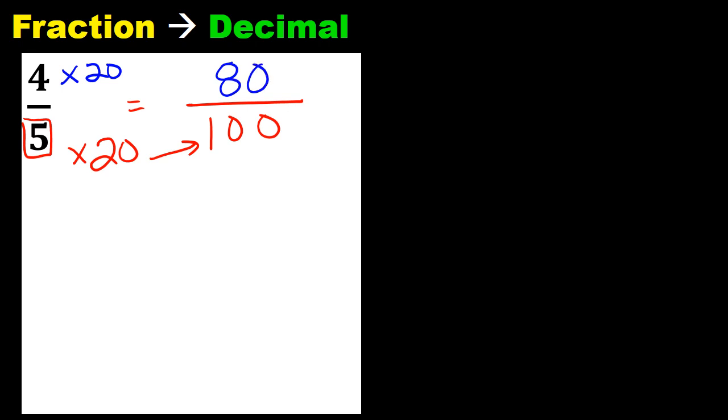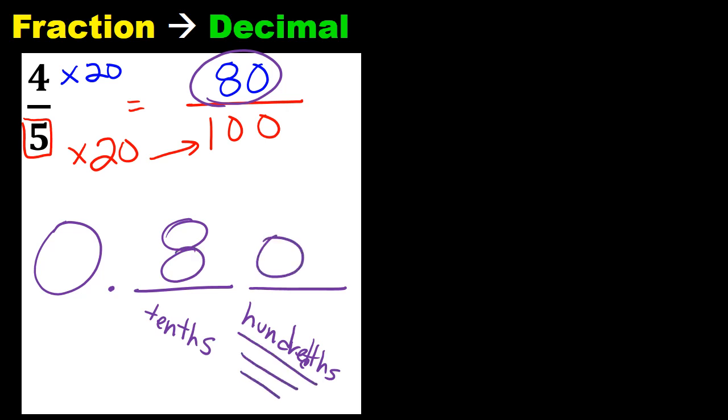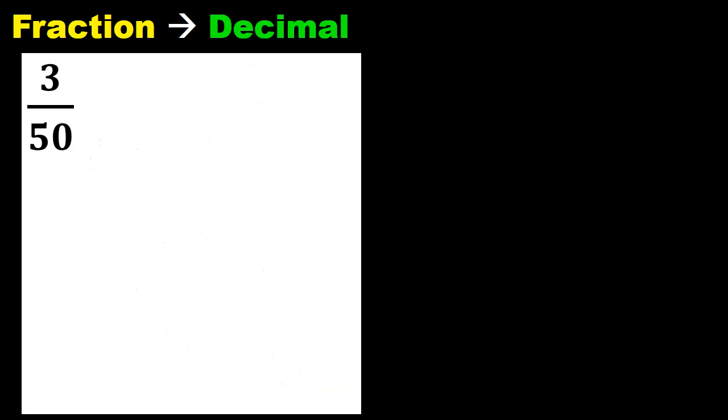So the next step says to read this fraction. So I have 80 hundredths. So what I'm going to do here is now I'm going to write out my decimal. So you notice that I have the tenths place and the hundredths place. So if I write 80 hundredths here, I'm going to put 80, and then my place value is hundredths.